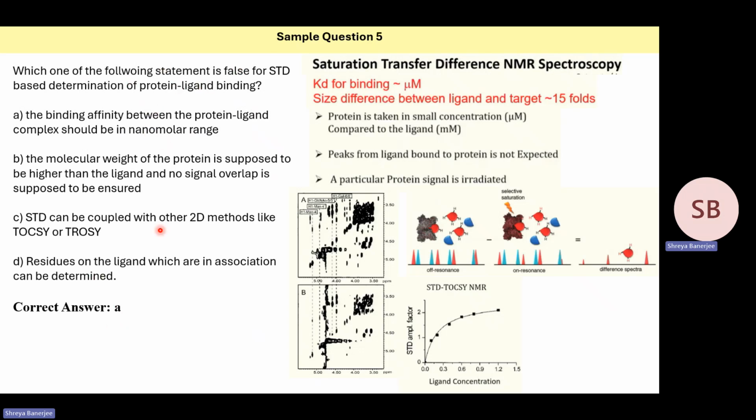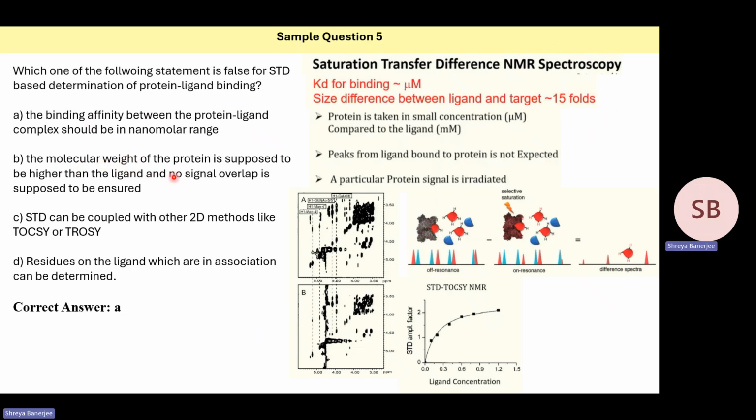What about the other statements? Statement B is saying the molecular weight of the protein is supposed to be higher than the ligand. That is true. Saturation transfer can only be used when the molecular weight of protein is sufficiently different from the ligand. You can see size difference between ligand and protein should be around 15 times. So if the molecular weight of the ligand is 10 Daltons, then the protein should be 150 Daltons.